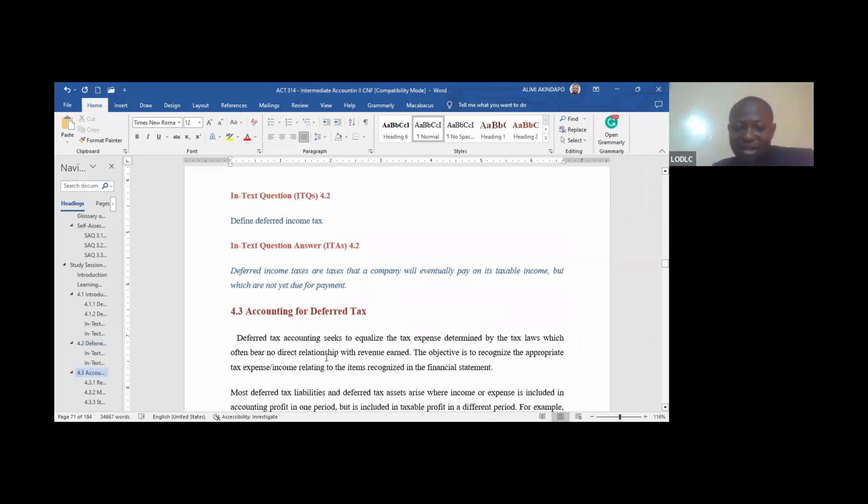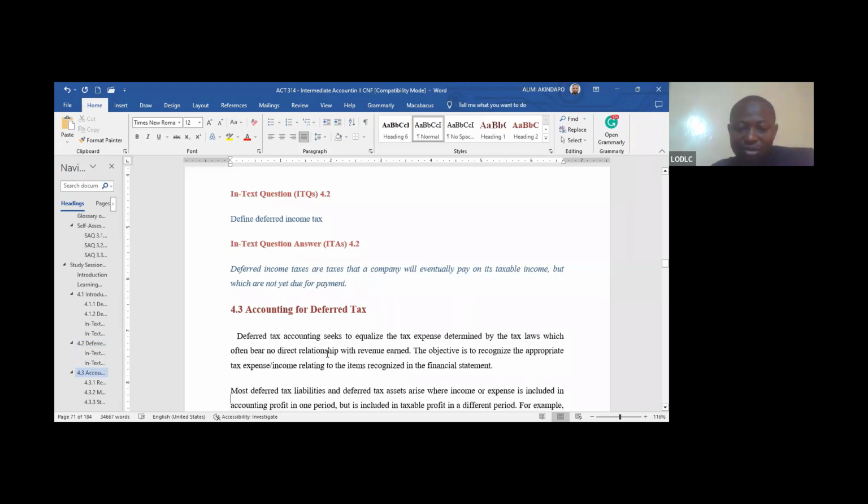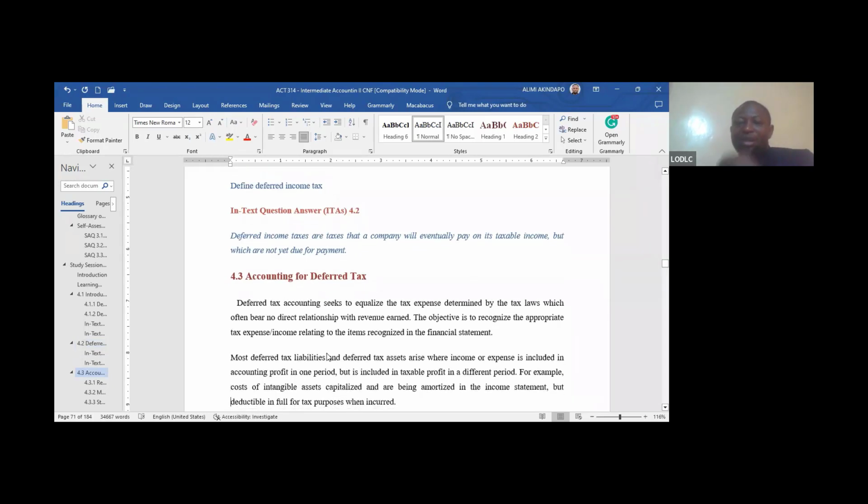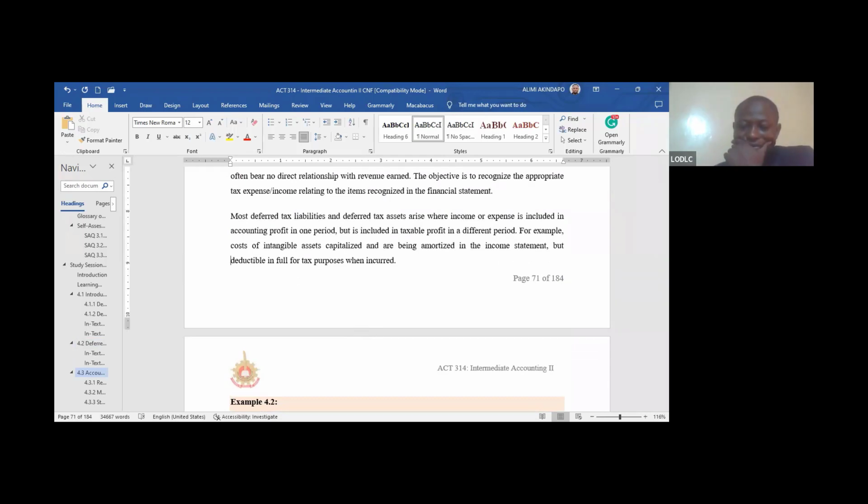Then we have accounting for deferred tax. How do we account for deferred tax? Deferred tax accounting seeks to equalize the tax expense determined by the tax law, which often bears no direct relation with revenue earned. Let me just say something here. When you look at deferred tax, I said something the other time. I said deferred tax falls into two categories. So we can have deferred tax liability, and we can have deferred tax assets. Both of them will appear as entries on the balance sheet and represent the negative and positive amount of the tax that is owed.